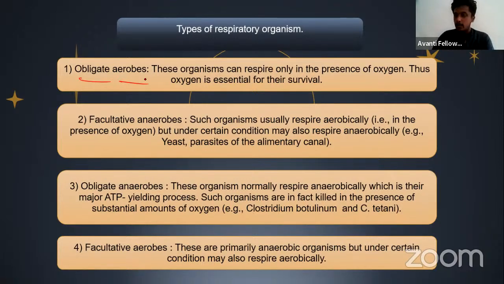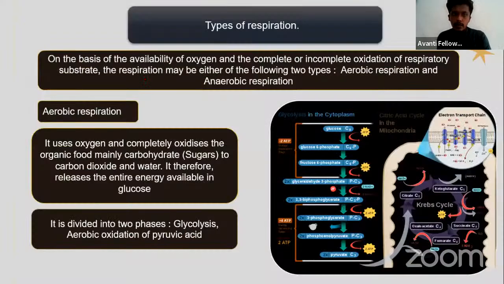Then we have facultative aerobes. Again, they are primarily anaerobic organisms, but they depend on oxygen for respiration. Okay. Now, when we come to types of respiration, we have anaerobic respiration. So both aerobic respiration and anaerobic respiration start from the first step, that is glycolysis, which is an anaerobic process.